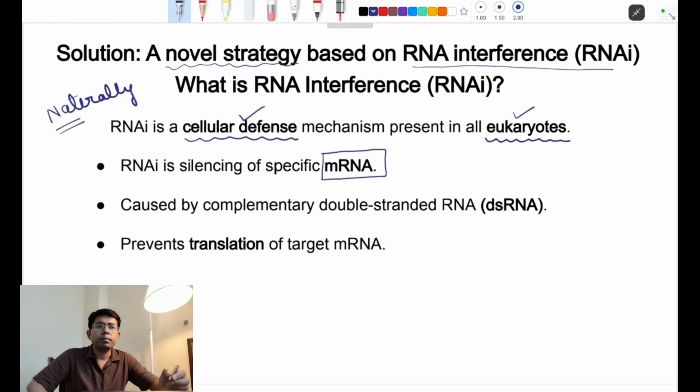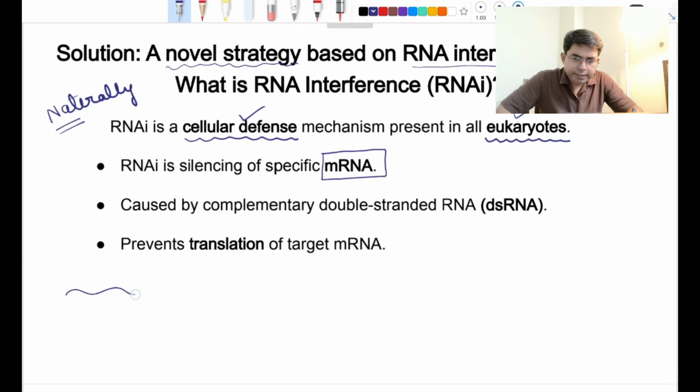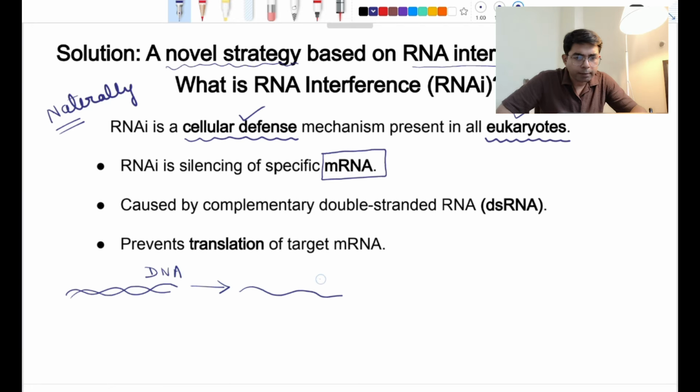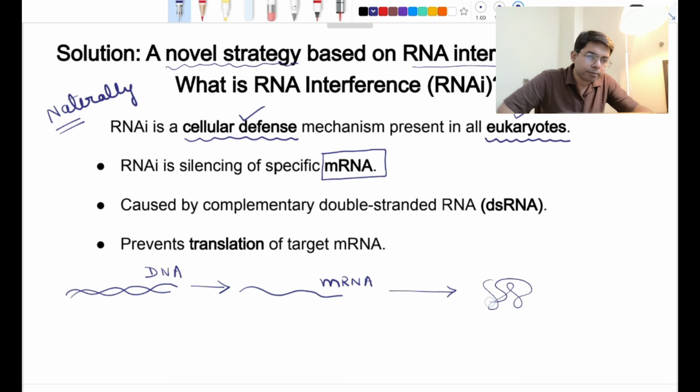Now, what do you mean by specific mRNA? For that, let's first understand this. There is this double-stranded DNA. After transcription, let's say it forms an mRNA. We have already studied that transcription forms mRNA, and this mRNA will form protein. Let's say this is the protein. This is the simple central dogma we have studied: there is transcription and then there is translation.